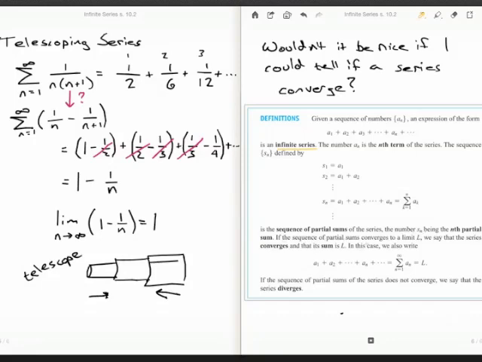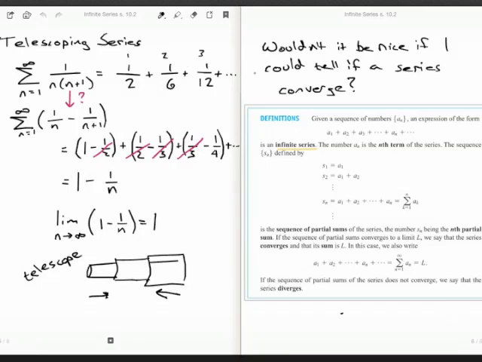If the sequence of partial sums converges to a limit L, we talked about that in the last lecture, we say that the series converges, and that its sum is L. In this case, we also write the sum of all these little terms equals L. If the sequence of partial sums of the series does not converge, we say that the series diverges. So diverge doesn't necessarily mean it gets huge. Diverge just means it doesn't converge.